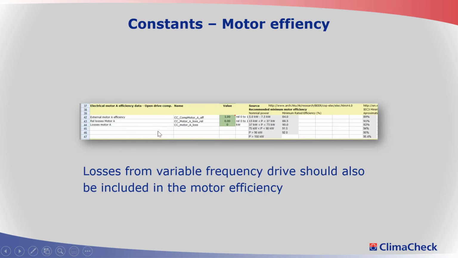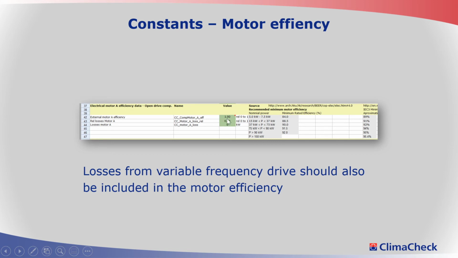Now, next set of data is when we have an external motor on the compressor. If we have an open drive compressor and we have a motor, then there will be some losses in the transfer from the motor to the compressor. By default this is 1, we're assuming there is no external motor. But if you have an external motor, then we have some guide on what to set this value to.